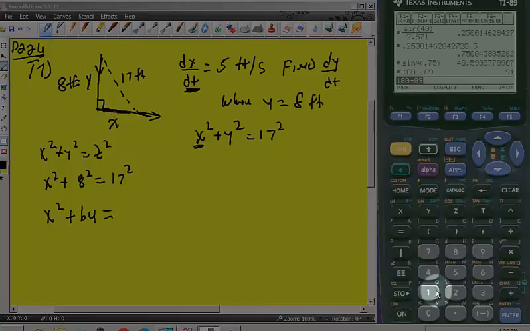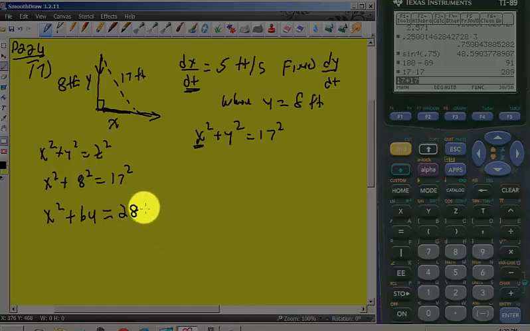So x squared plus 64 is equal to 17 squared. 17 times 17 turns out to be 289, and we're going to subtract. So x squared is going to be 225, and x is the square root of 225, which happens to be 15. Okay? All right, so this is 15. Now we have that.